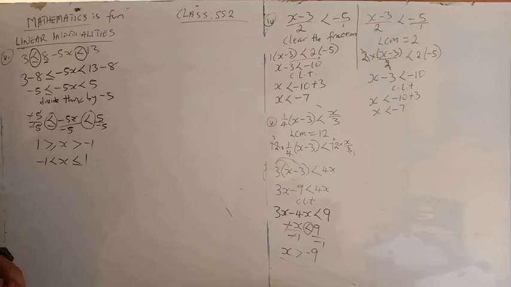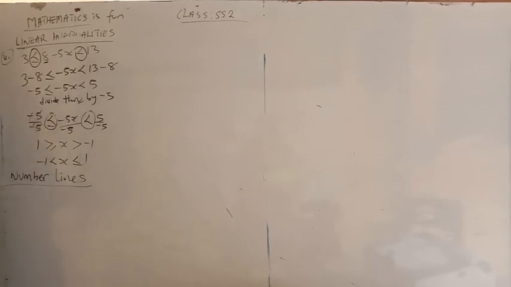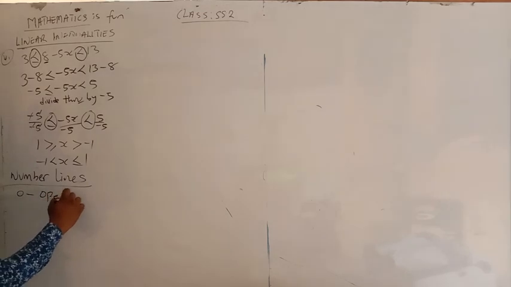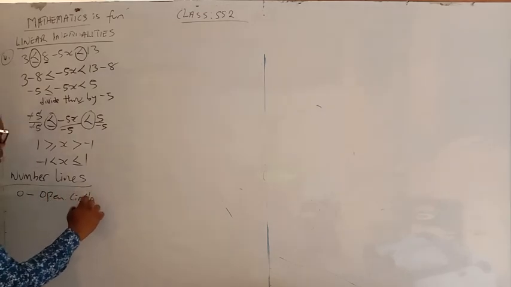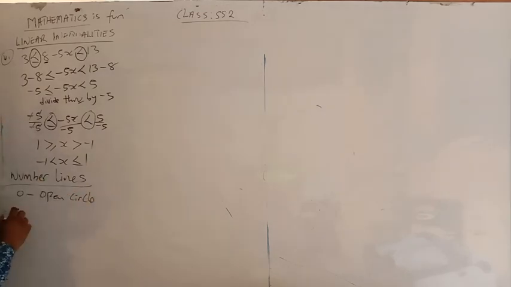Now we are quickly going to look at how this can be represented on a number line. On number lines, there are two symbols we need to take note of. You have the open circle, then we have the closed dot or closed circle.